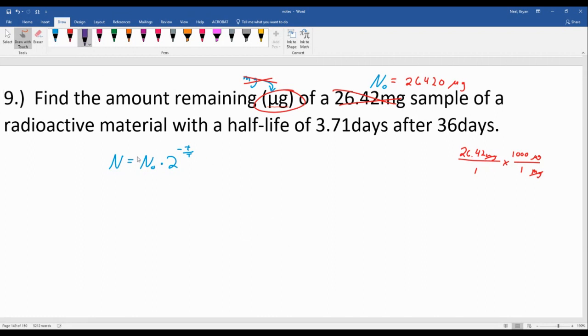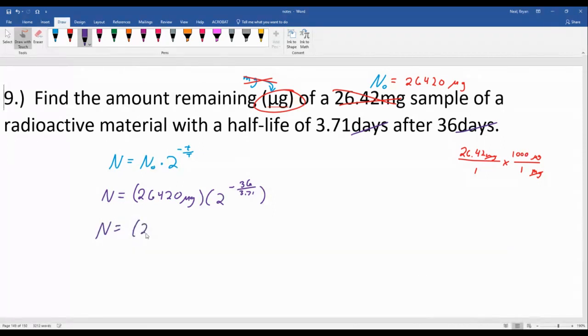All right, after that, everything's pretty well smooth sailing. So my original amount, that's the micrograms I just converted, 26,420. Then 2 raised to the negative, so that's 36. These days and those days will cancel over 3.71.